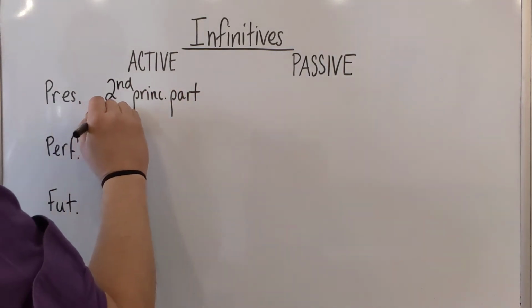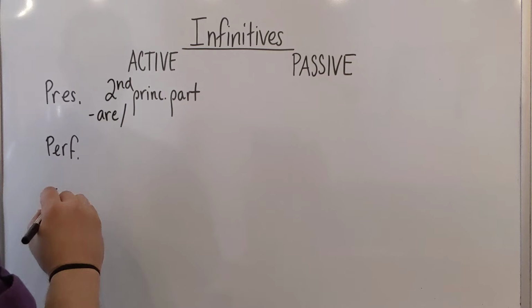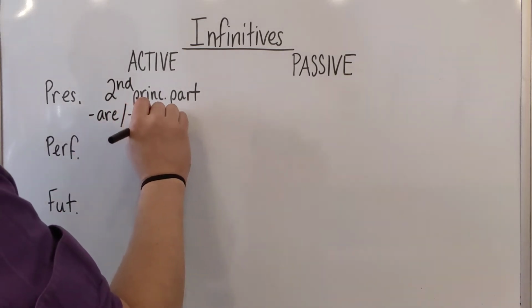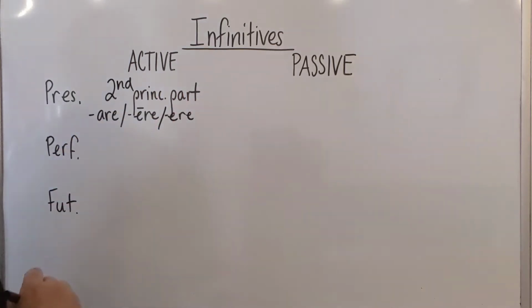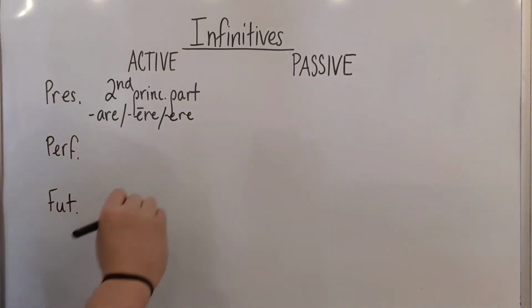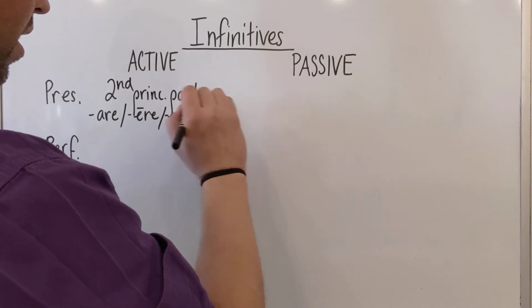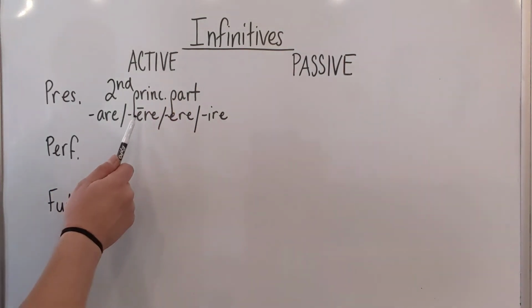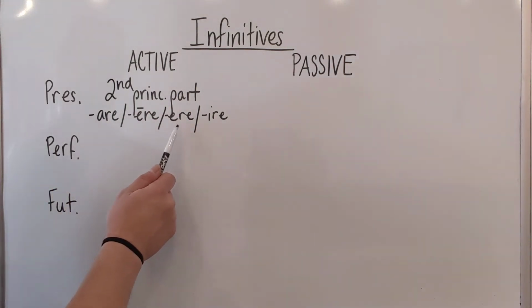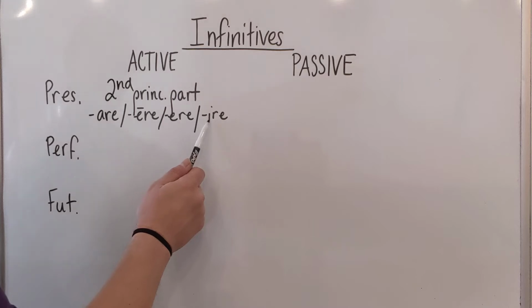The infinitive will end either in -are for the first conjugation, -ere with the long e for the second, -ere, the short e, for the third and third io, and -ire for the fourth conjugation. Examples are amare, tenere, ducere, capere, and audire.